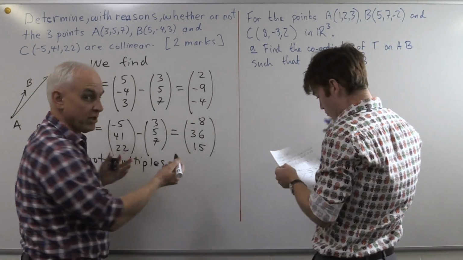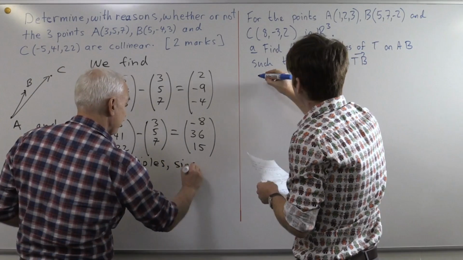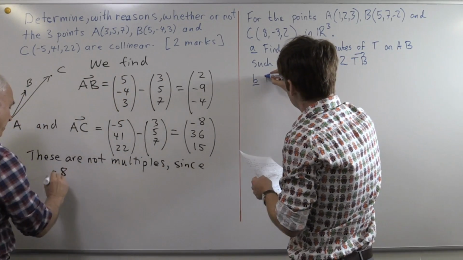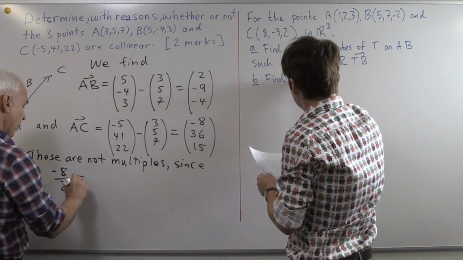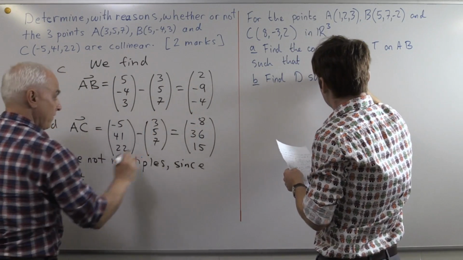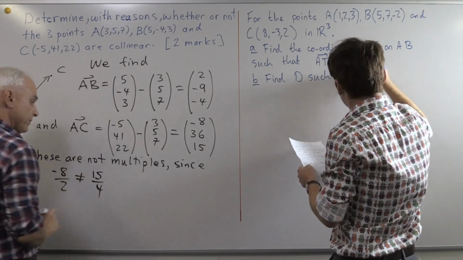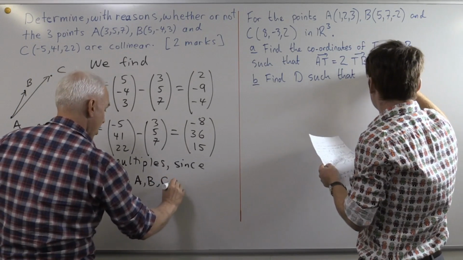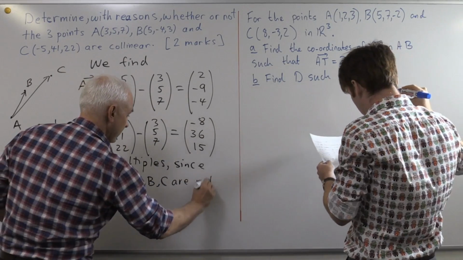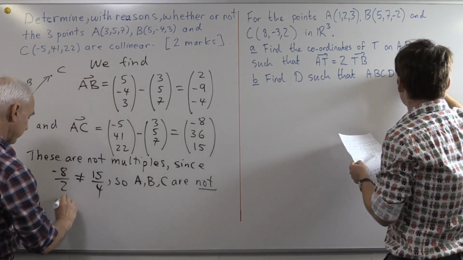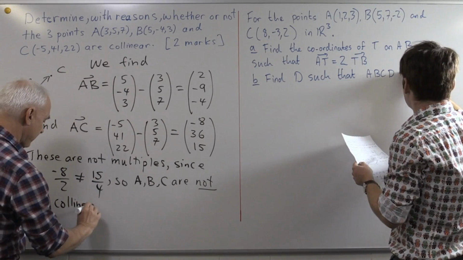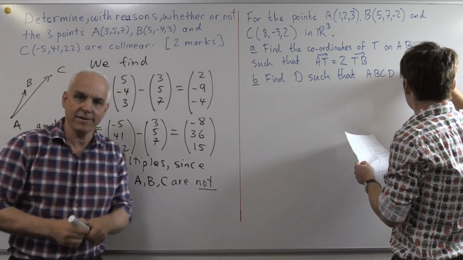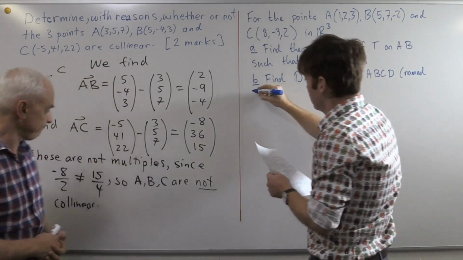And if we wanted to give a reason for that, we could say since, say, the ratio -8/2 does not equal the ratio of 15/4. And so A, B, and C are not collinear. So we finish up by answering the question directly that we were asked.